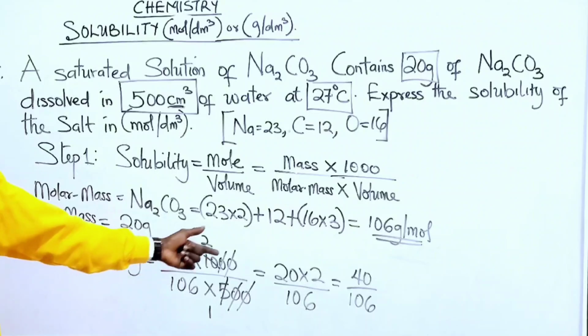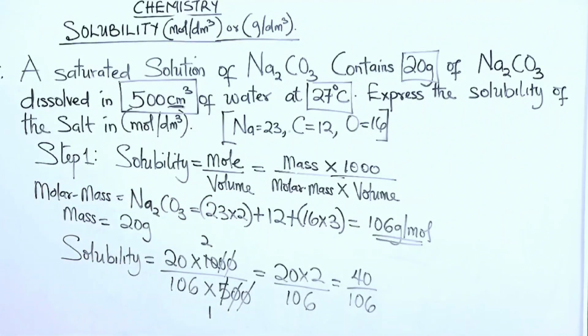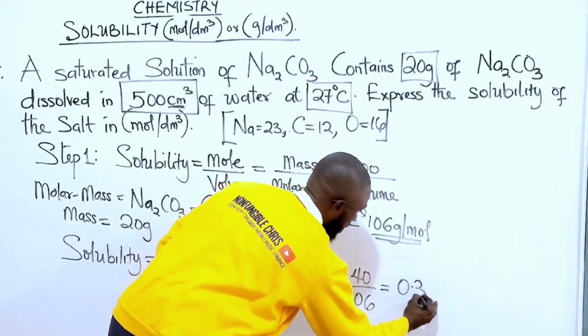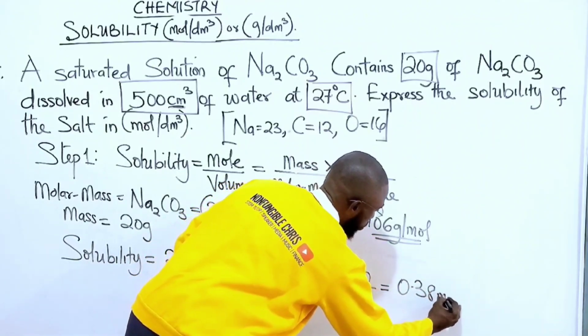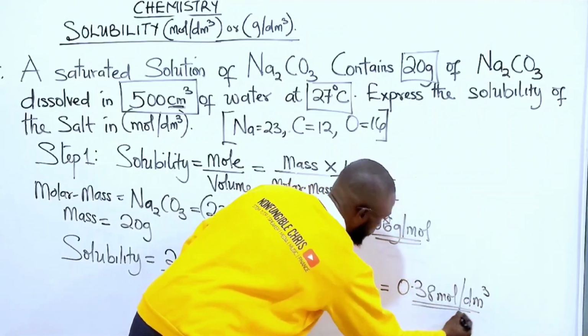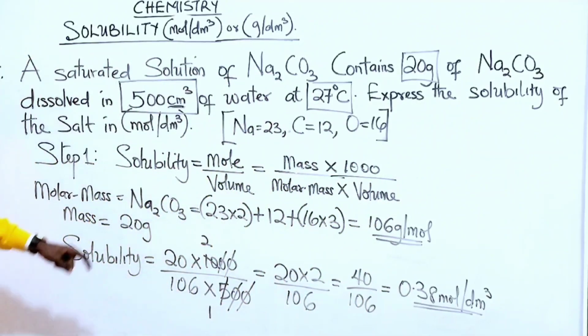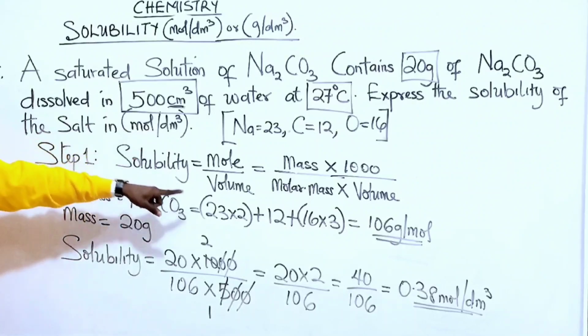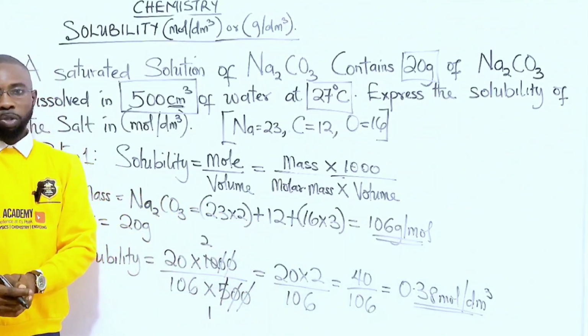Mind you guys, if we divide this 40 using your calculator, we're going to have 0.38 what? Mole per dm³. Right? The question says we should express this answer in mole per dm³. So if you look at it, it said express it in mole per dm³, and that's the answer we just got for number 1.